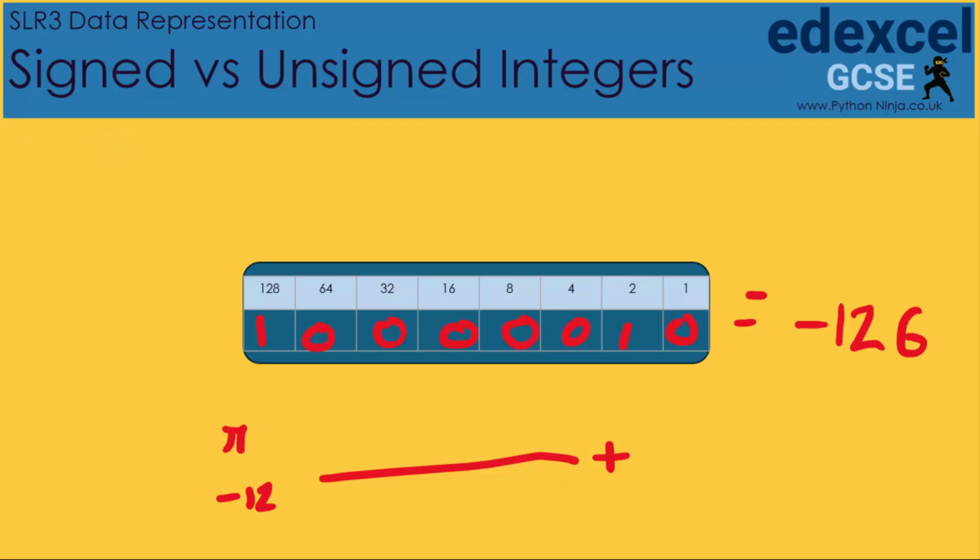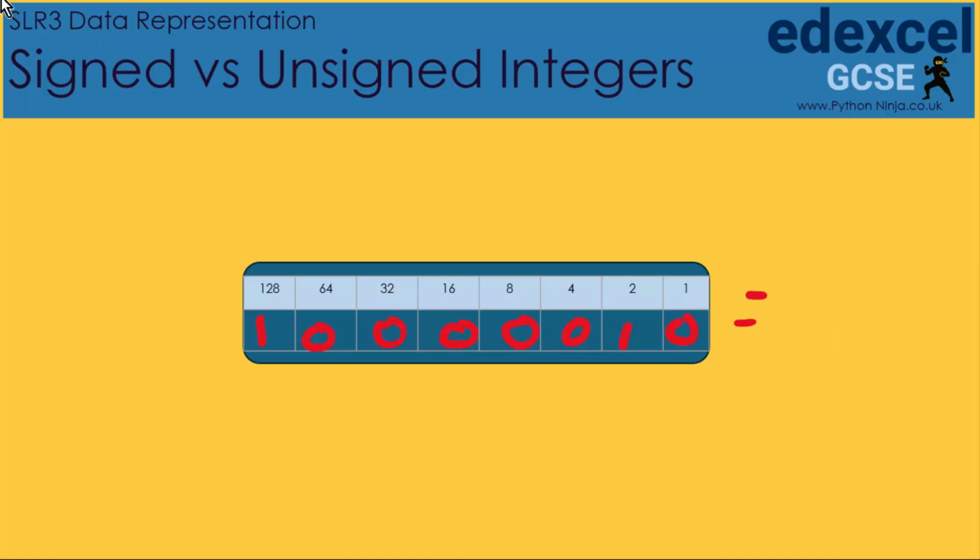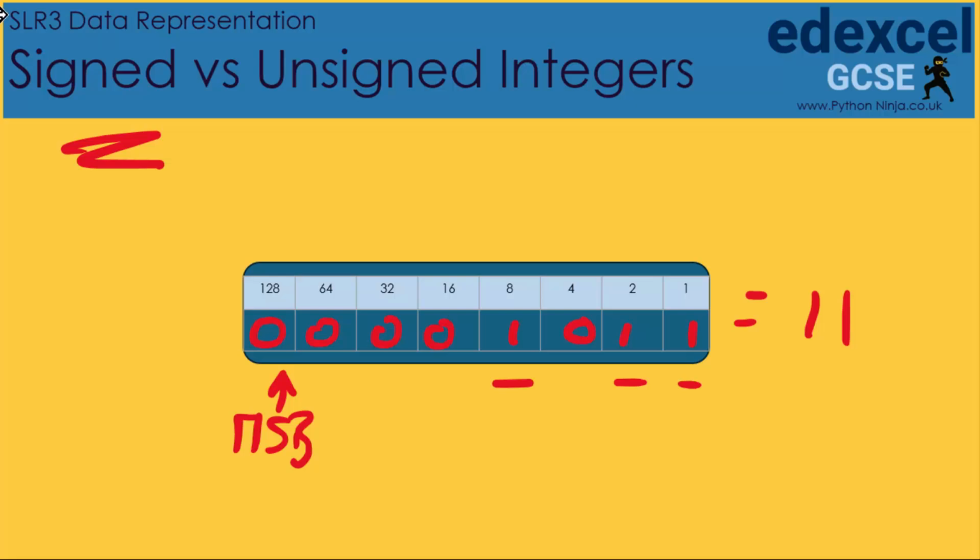Let's do another one. So let's do another signed integer. Okay, so what is this value as a signed integer? Okay, so pause the video, work out the answer. Answer in 3, 2, 1. Okay, so it's a signed integer, so that means that is an MSB, so that means it's going to be a positive number. So 8 plus 2 plus 1 is 11, so it's positive 11.